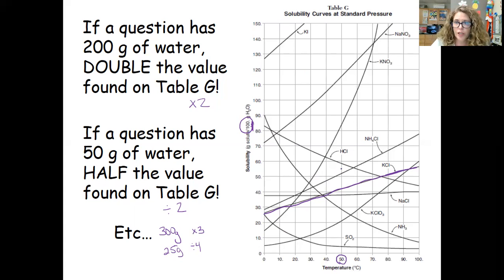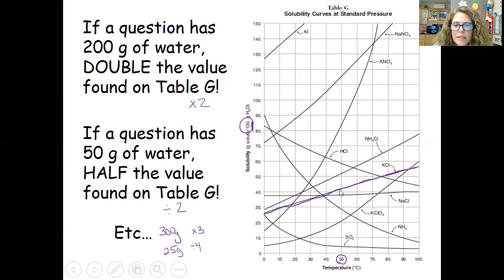According to our notes, every point on this line for potassium chloride is a saturated solution depending on the temperature. So at 50 degrees, I read up and I find the point. And then I read across.